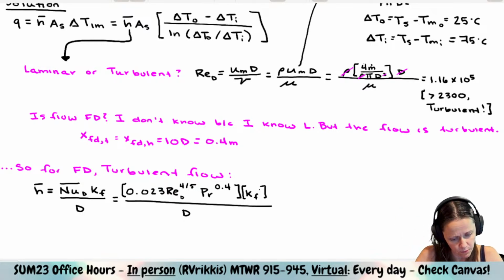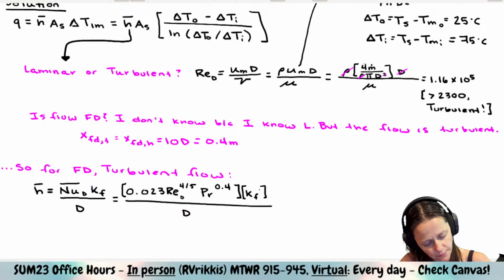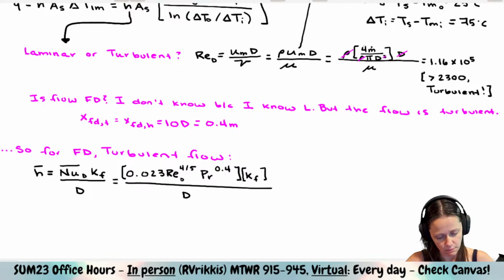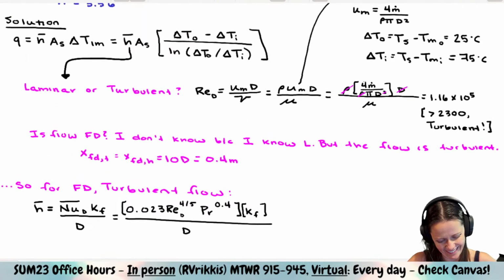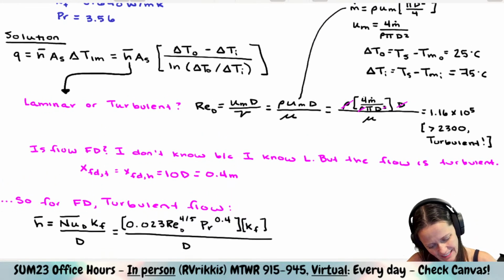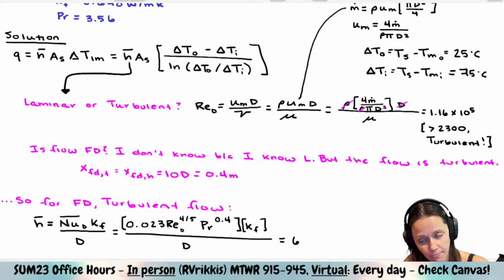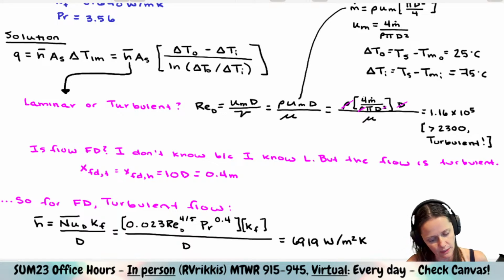So I've got my Reynolds number, check. I've got my Prandtl number, presumably, do I? Let's see. Somewhere in here I've got it. 3.56. Perfect. All right, so I have enough information to calculate what this is. So I end up getting a value of 6919. And this is watts per meter squared Kelvin. Perfect.